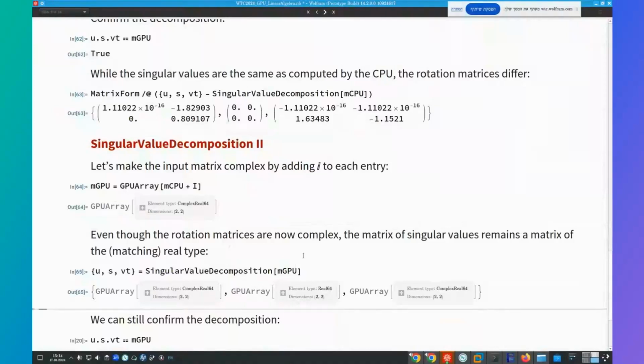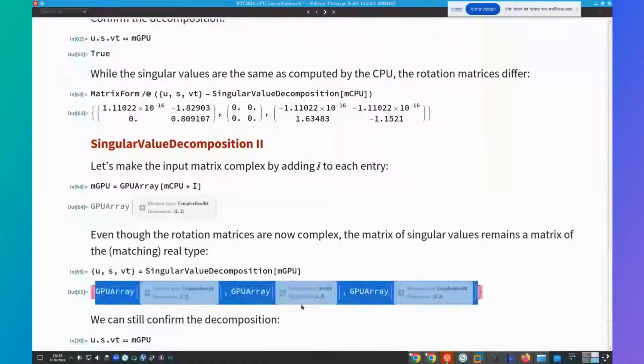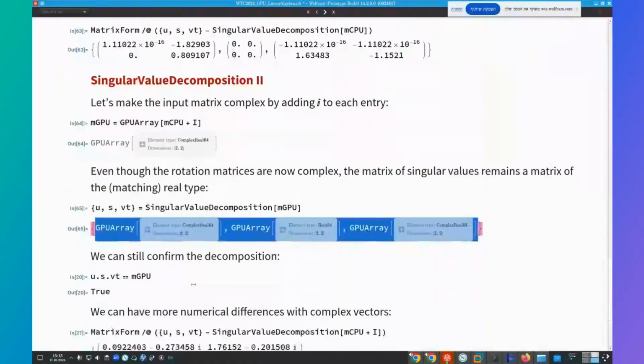We get 2 complex matrices. Those are the rotation matrices. And we get a real matrix, because the singular values are going to be real, or in fact, we know they're non-negative. And so we get the matching real type, right? This is a complex of two real 64s. The singular values are therefore real 64. We can still confirm the decomposition.